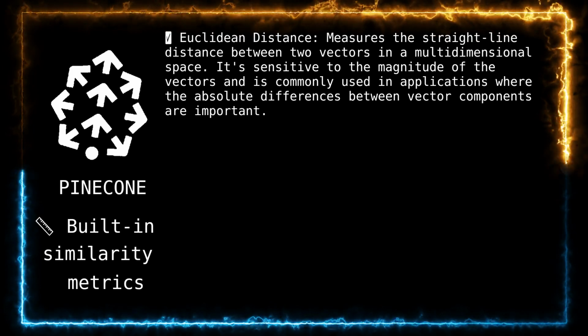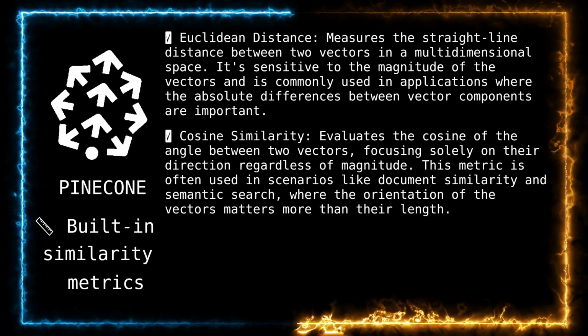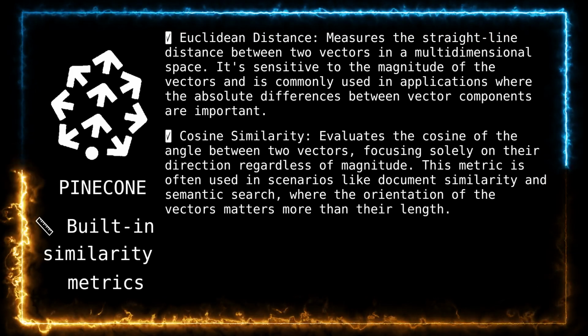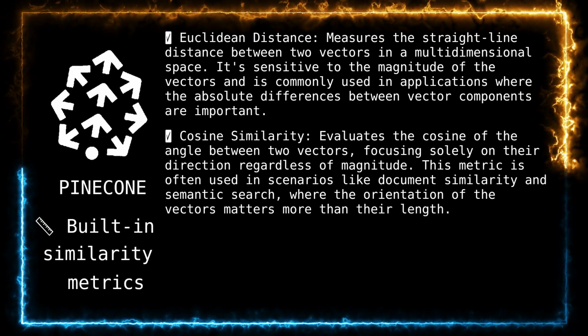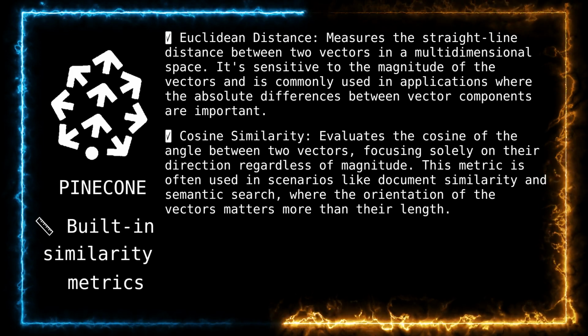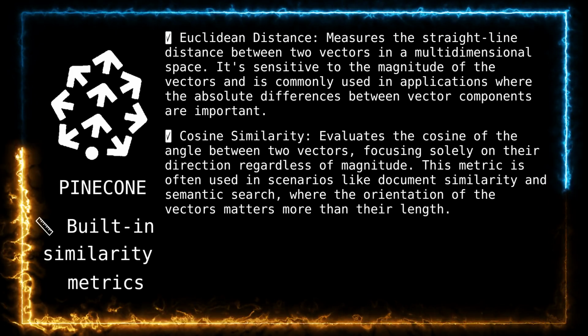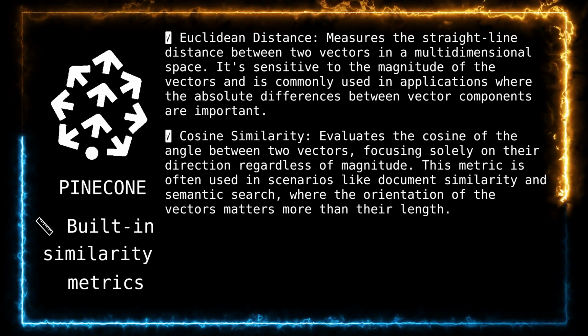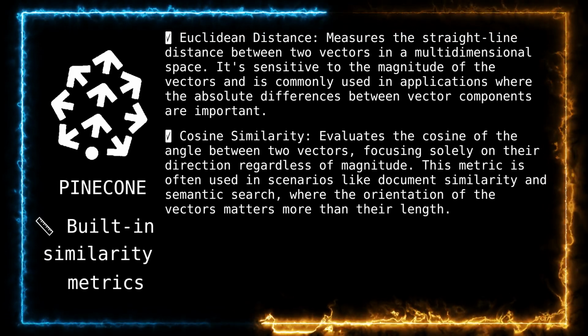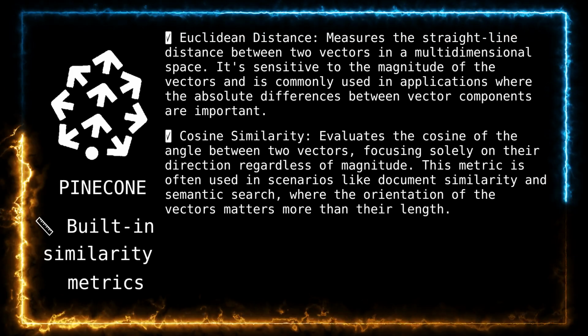Next, cosine similarity evaluates the cosine of the angle between two vectors, focusing solely on their direction regardless of magnitude. This metric is often used in scenarios like document similarity and semantic search, where the orientation of the vectors matters more than their length.